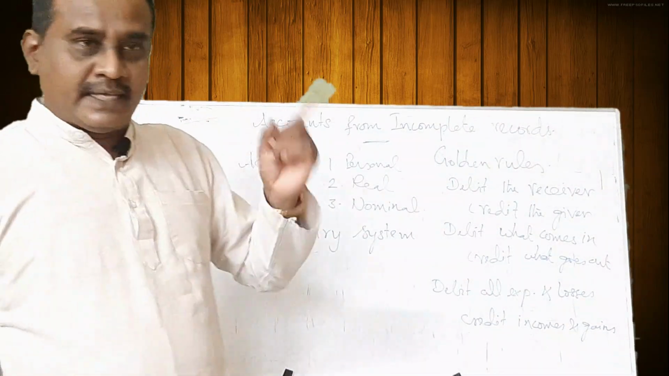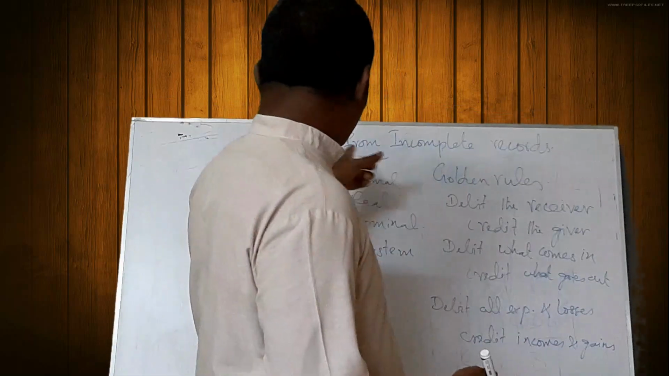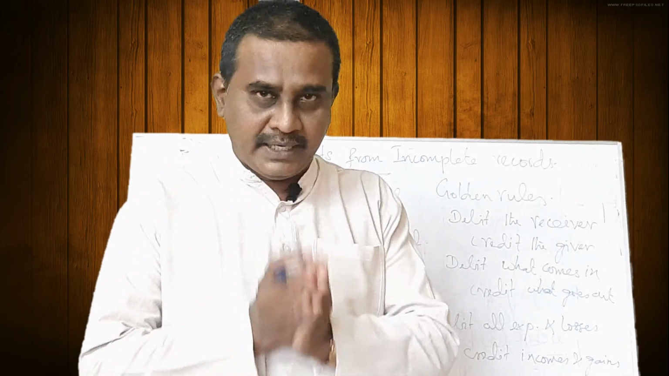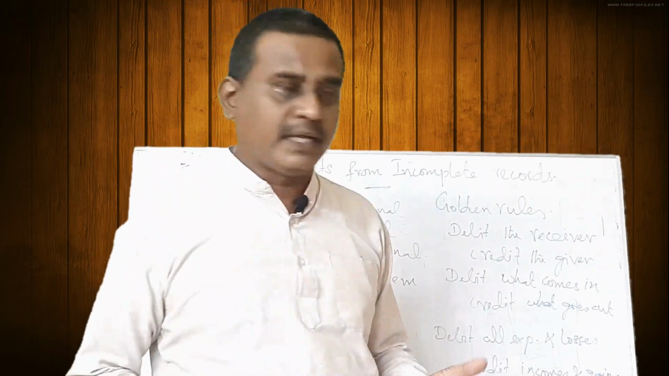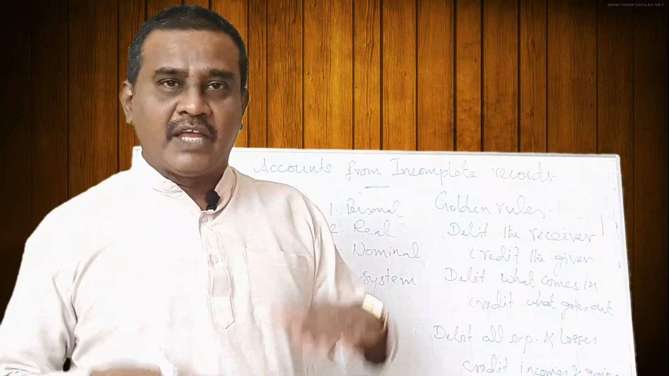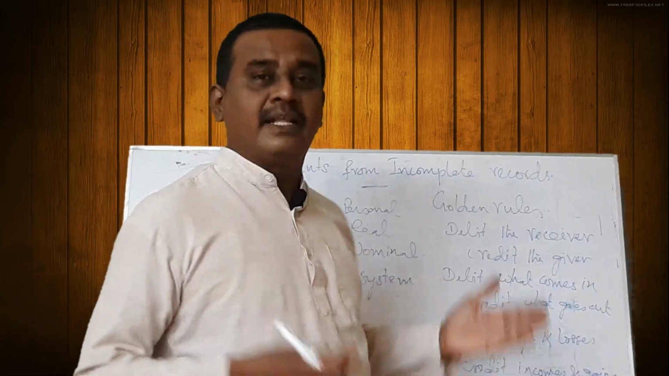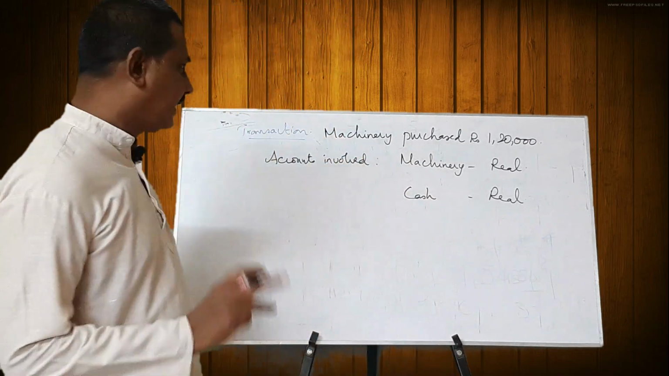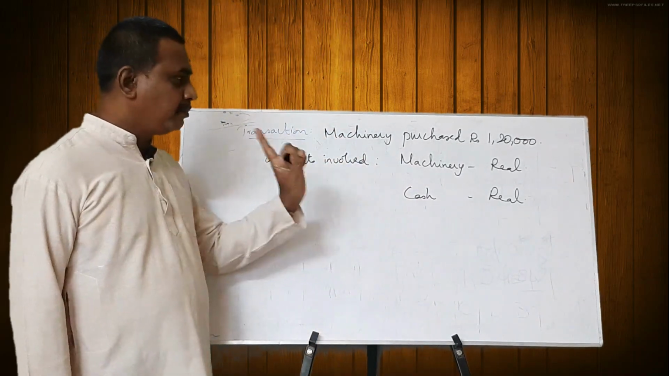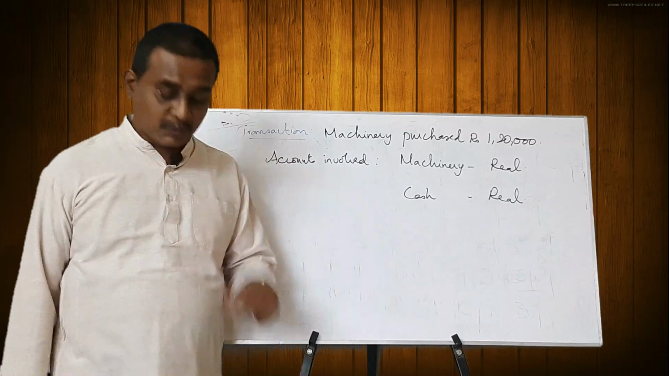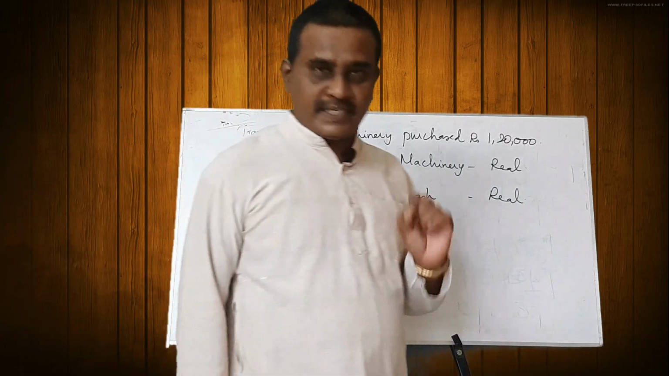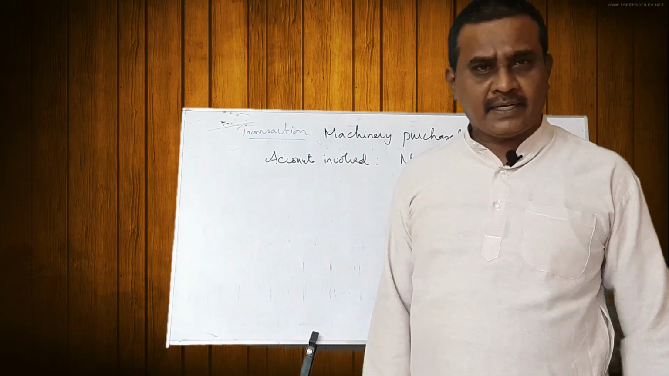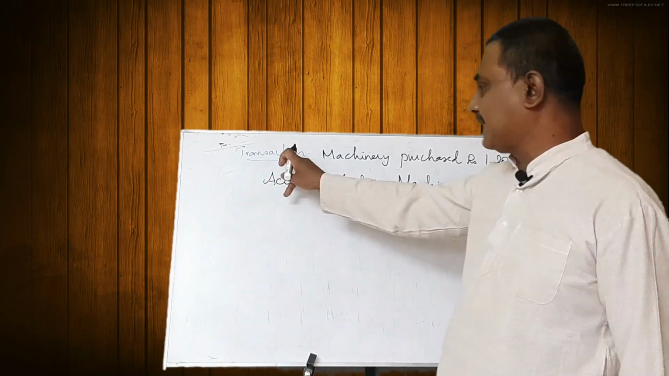I told you that single entry system, otherwise called incomplete records, can be understood in another way. If we follow double entry system completely, that is called maintenance of complete records. If we fail to follow double entry system, that is called single entry system. Explain it further. Let us take a transaction. Machinery purchased rupees 1,20,000. You know the meaning of a transaction. Any activity which involves money either directly or indirectly is called a transaction.